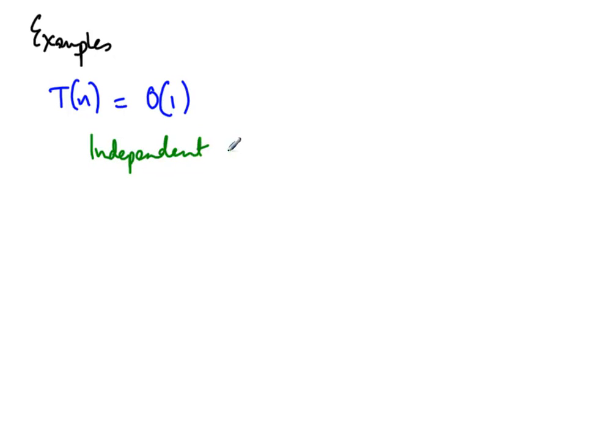And if it's independent of the input, it means that it doesn't depend on n at all, and hence it's a constant. But as you can imagine, an algorithm which doesn't even read its input is not very useful, so this is rare.